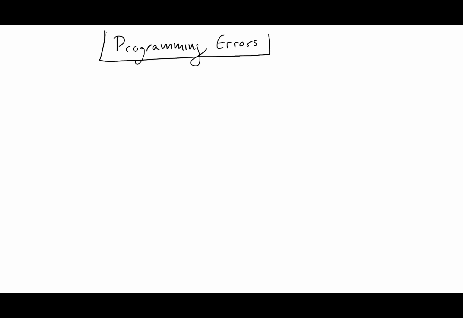I promised a video on programming errors. So programming errors can be divided into basically 3 types of errors. First of all, logical errors, syntax errors, and last, runtime errors.